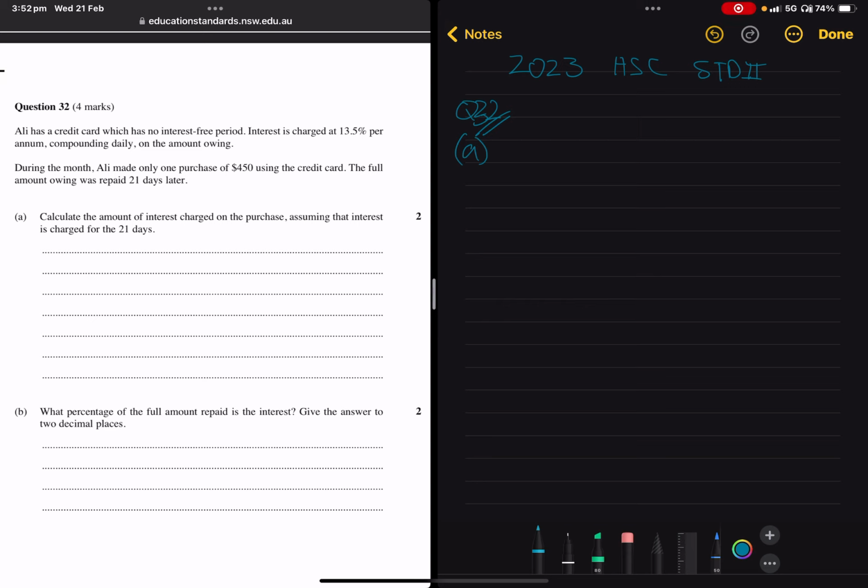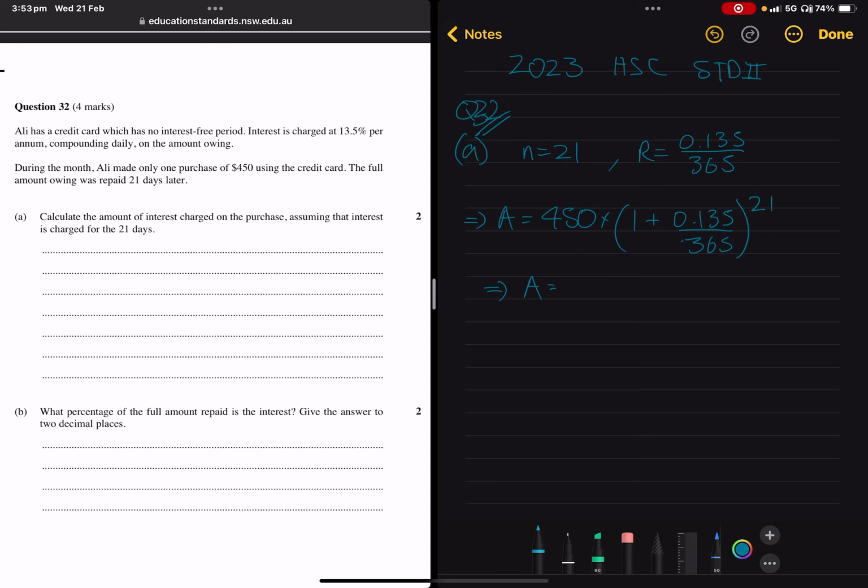Okay, so she's going to be paying $450 plus the 21 days worth of interest. So the number of days here will be 21. The rate will be 0.135 divided by 365. It's going to be the daily equivalent of that rate. So if we use our compound interest formula, because this is compounding, we're going to get A is 450 times 1 plus 0.135 over 365 to the power of n. N in this case is 21.